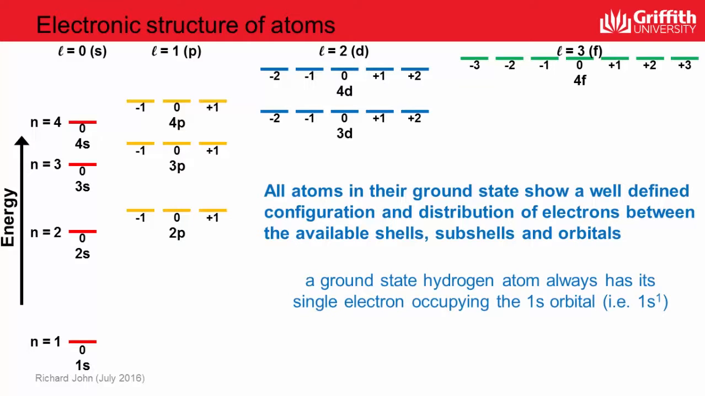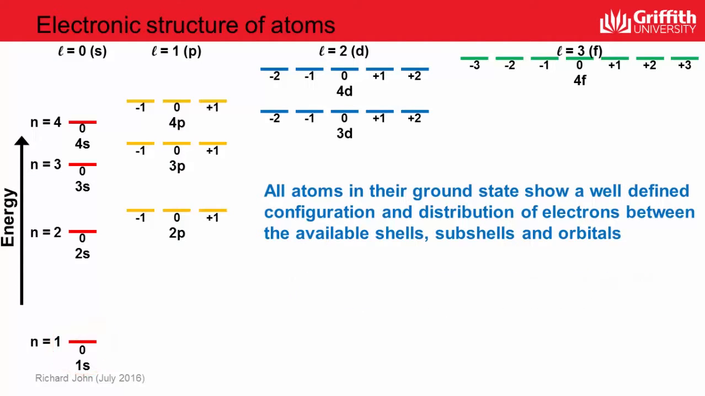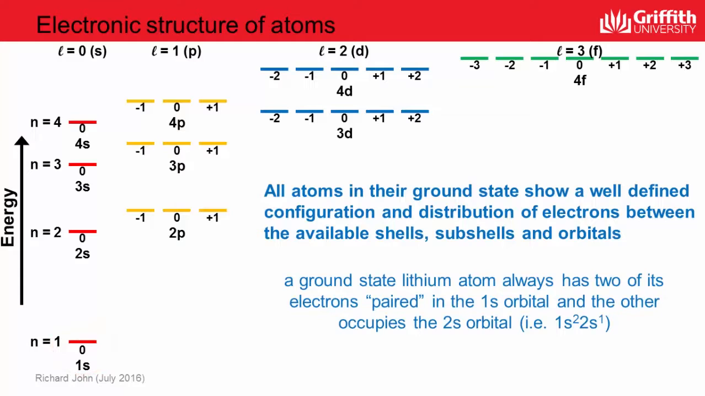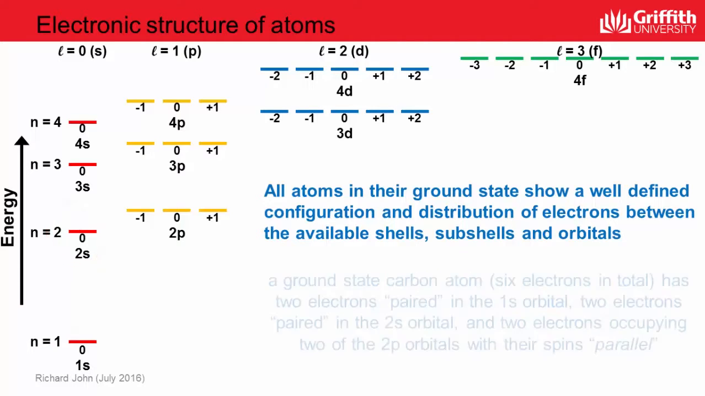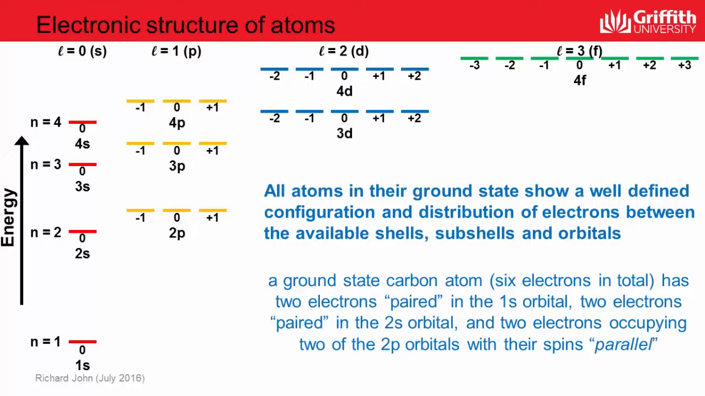So, for example, a ground state hydrogen atom always has its single electron occupying the 1s orbital, and its electron configuration is 1s1. A ground state lithium atom always has two of its electrons paired in the 1s orbital and the other electron in the 2s orbital. Electron configuration 1s2, 2s1.